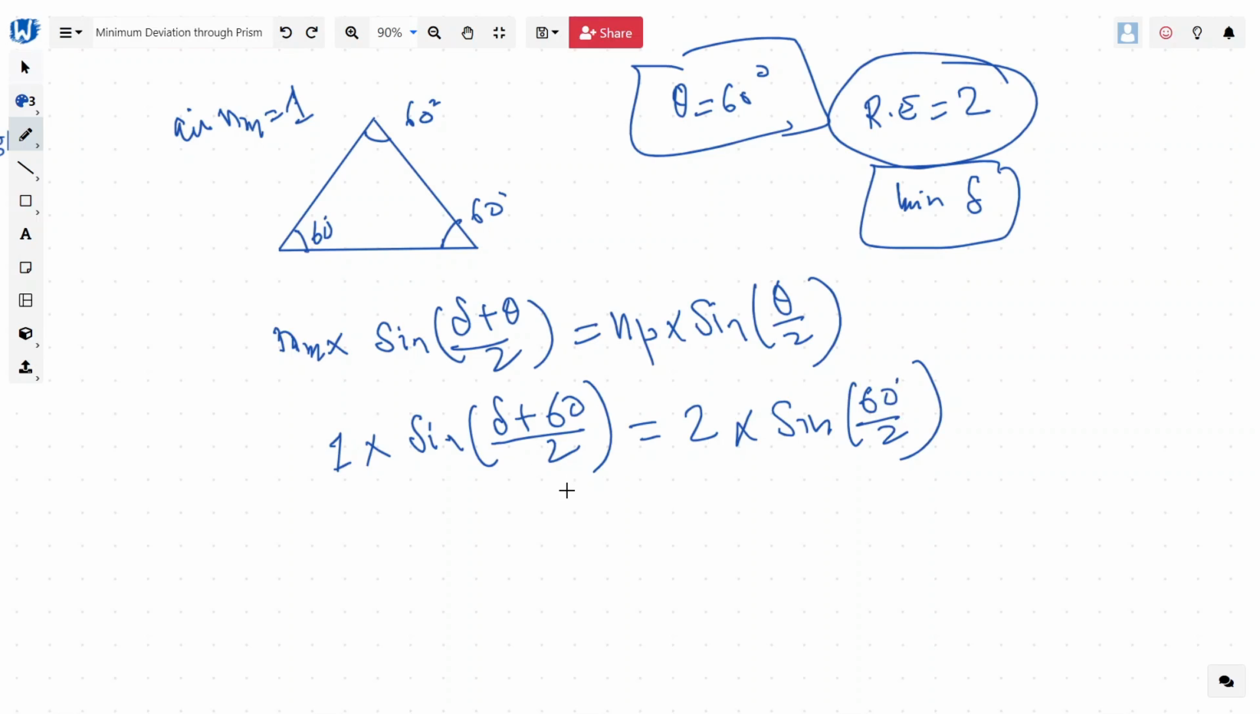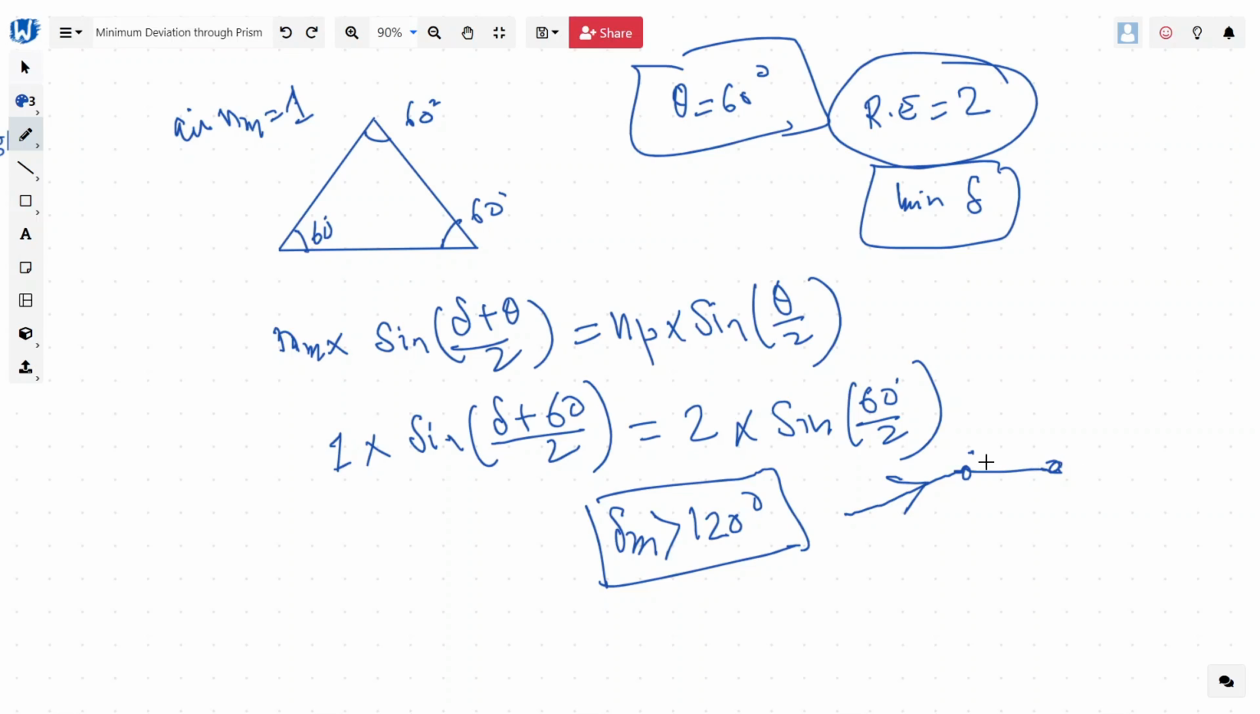And now it's very simple. When you solve that, we'll find that delta minimum is 120 degrees. Now what does it mean? As we discussed earlier, the ray of light comes into the prism like this and has refraction at the two surfaces. And now this deviation is more than 90 degrees, which means there is total internal reflection happening and the prism is sort of reflecting it back, so that this angle is now 120.